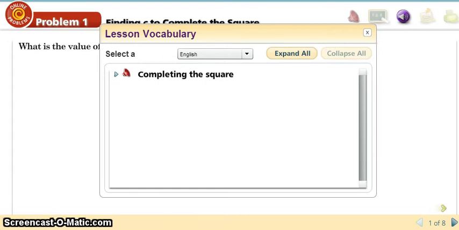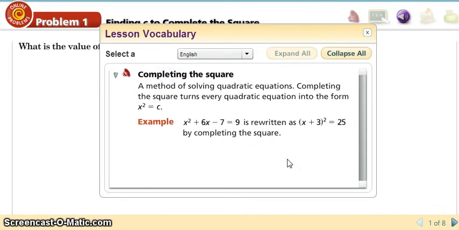completing the square. Now, you need to make sure that you have this vocabulary term in your notes, so please write this down. A method of solving quadratic equations, another one that we're going to be looking at, is completing the square. And what completing the square does is it turns every quadratic equation into this form. X squared equals C. Okay, now it's not going to look like this. This isn't going to be x squared equals 10. X will traditionally be a binomial like this one.